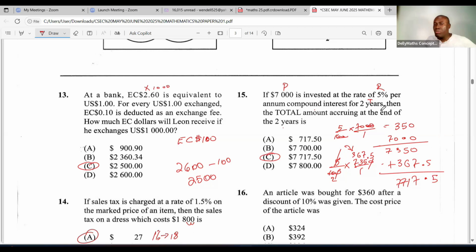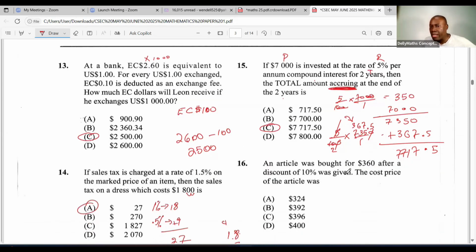But there's a question in it. It says the total amount accrued at the end of the 2 years. This accruing would have been your interest plus what you started with. In other words, what it is you saw in the account at the end. All right. And remember, this question never asks you for the compound interest at the end of the period. Accrued amount is the total at the end.